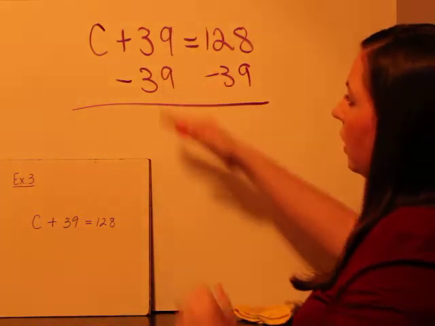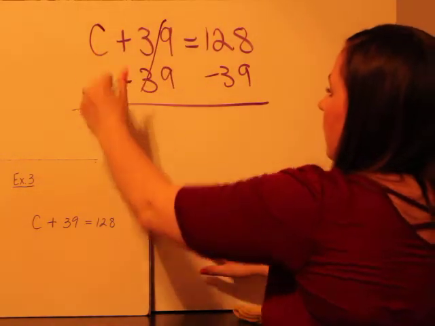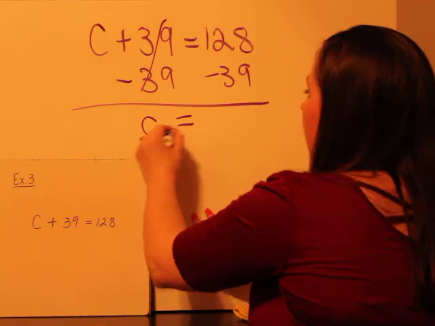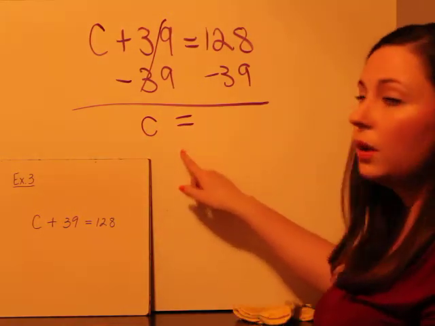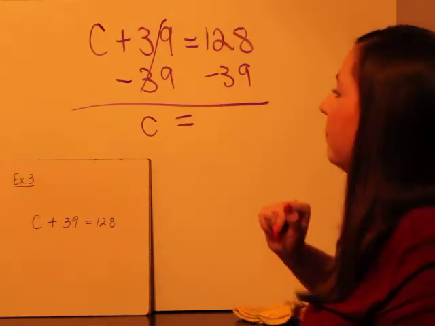Okay, positive and negative cancel each other. All you have left is C. Bring down your equal sign. That's a big thing people forget, is to bring down that equal sign.